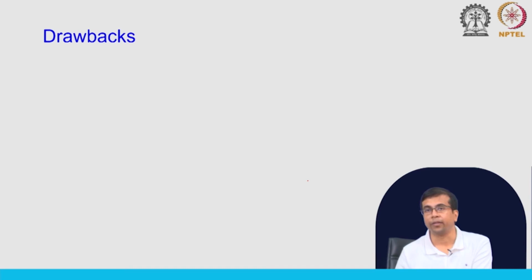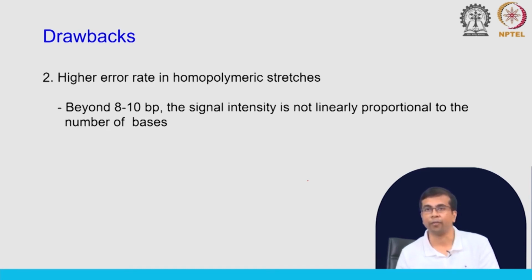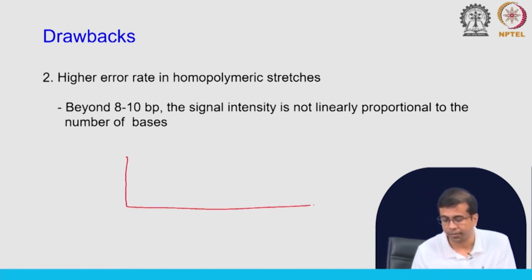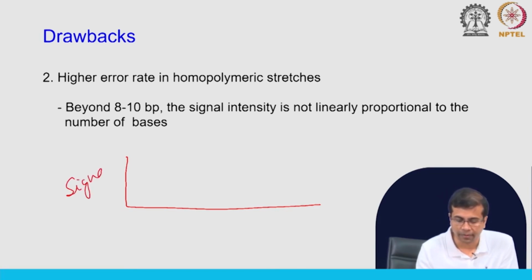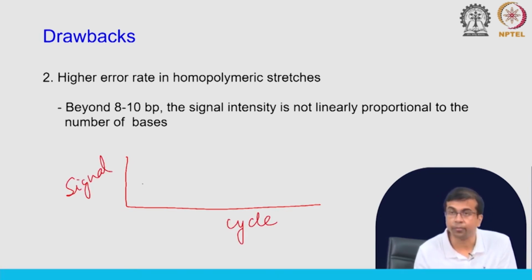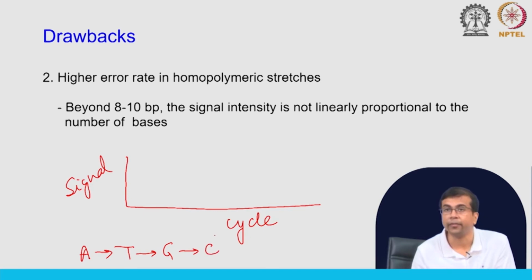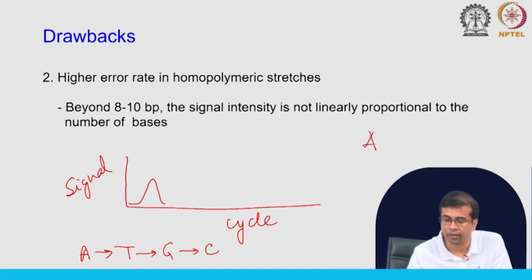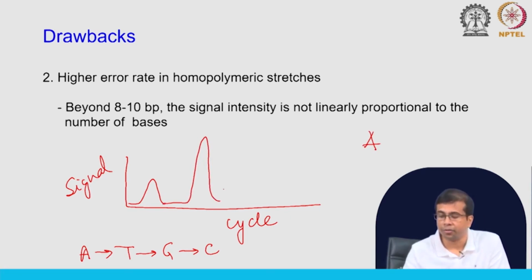There is another drawback, right, and this is actually shared with 454. One of the things you probably remember is that in 454 we have a signal that is proportional to the number of bases being added, right. So, if I can again draw this signal versus cycle, and we are following this ATGC cycle, imagine let us say we first detect A, okay. So, we have detected A. Now, we see T and what we see is the signal is much higher, okay, which means we have probably added 2 T's here.